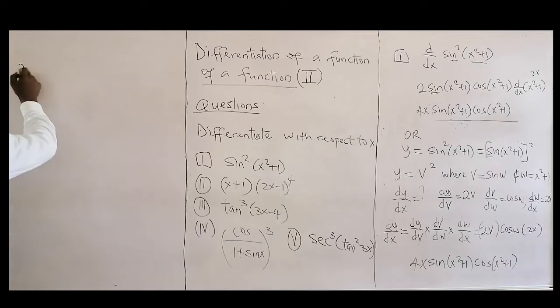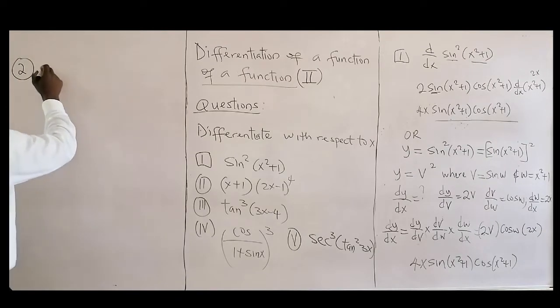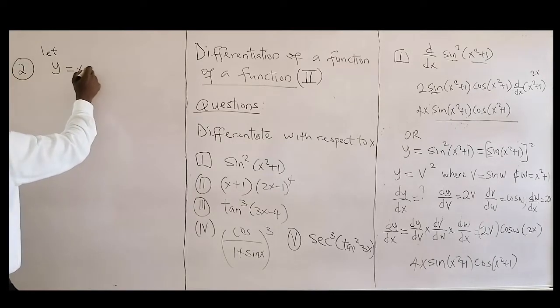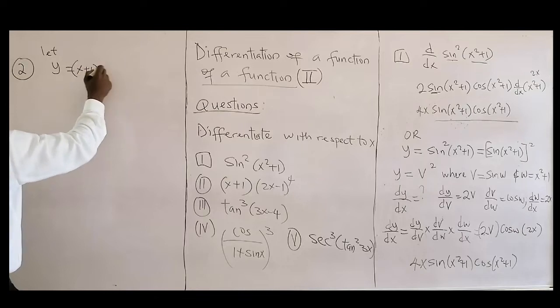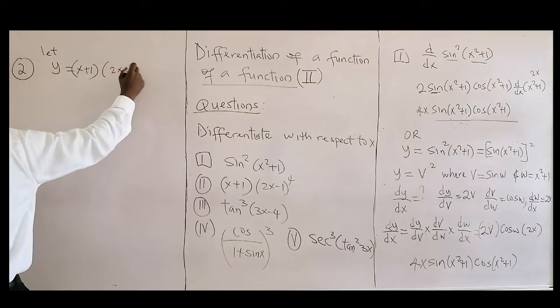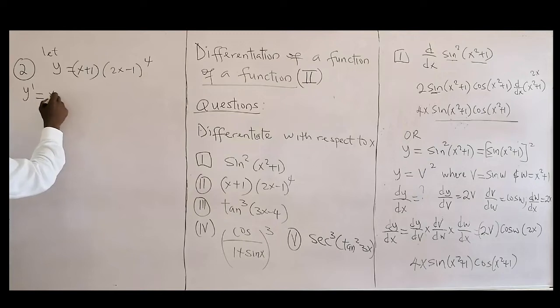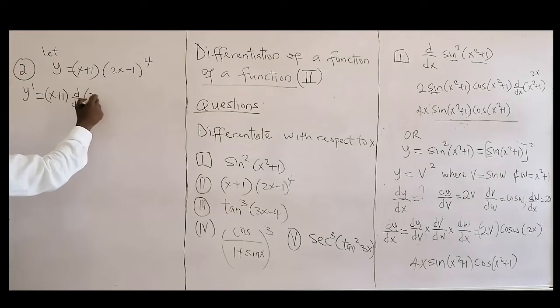Question 2 is a product rule. Let's call the question y. So let y be equal to (x plus 1)(2x minus 1) to power 4. So this will be the product rule. You take one as constant, then you differentiate the other one. That will be d/dx of this, (2x minus 1) to power 4.